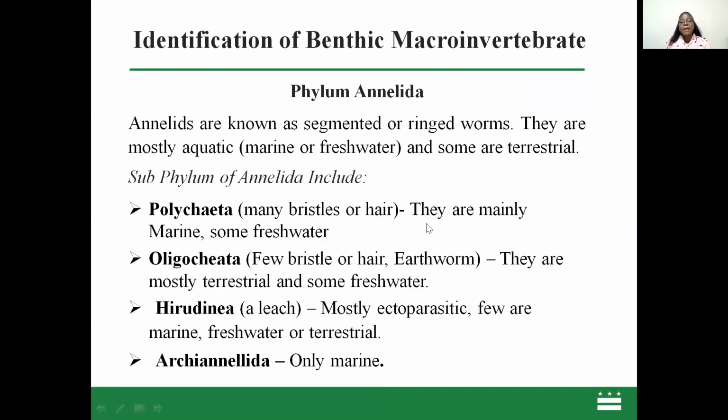The second phylum is the phylum Annelida. Annelids are known as segmented or ringed worms. They are mostly aquatic, marine or freshwater, and some of them are terrestrial. We have some subphyla of Annelida: the polychaetes and oligochaetes. Polychaetes denotes many bristles, and they are mainly marine or freshwater, while oligochaetes denotes few bristles. An example is the earthworm, and they are mostly terrestrial.